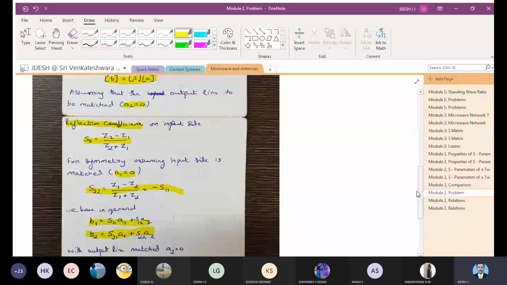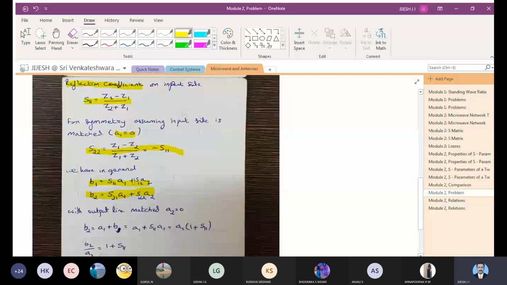Let us take the two equations for B1 and B2. B1 is S11A1 plus S12A2 and B2 is S21A1 plus S22A2. When we are saying that the output line is matched, then we have to take A2 is equal to 0. This we have done previously as well. So we have taken A2 as 0.